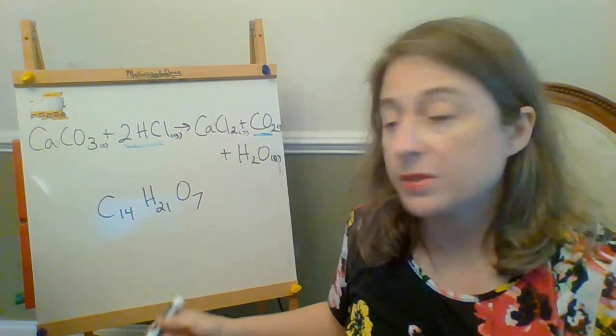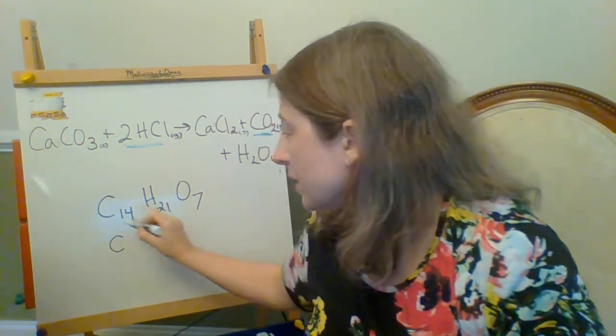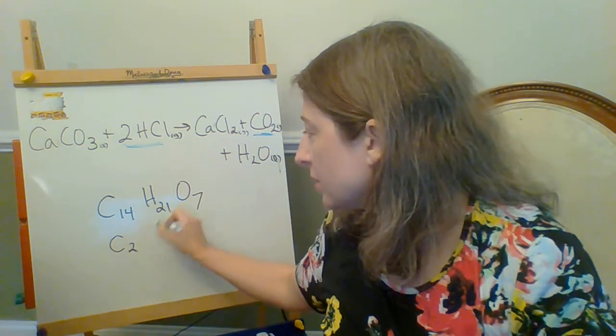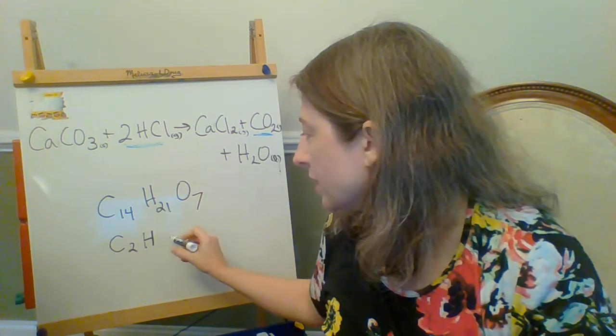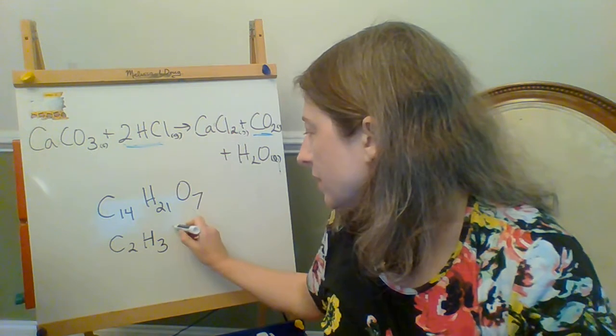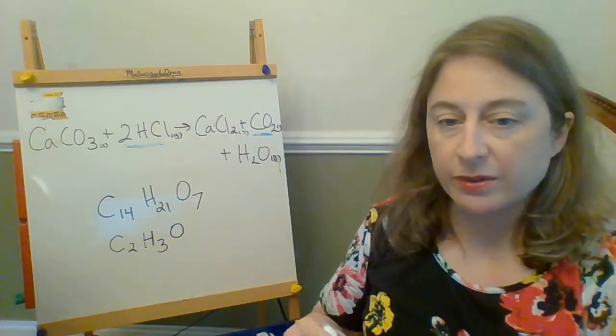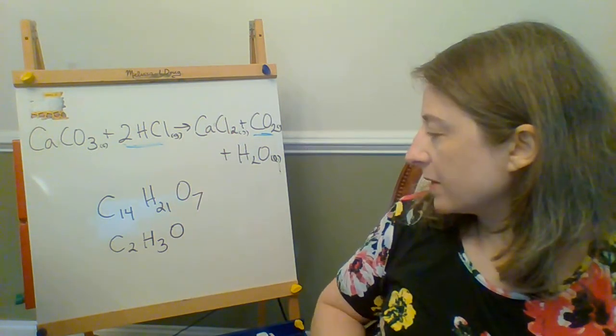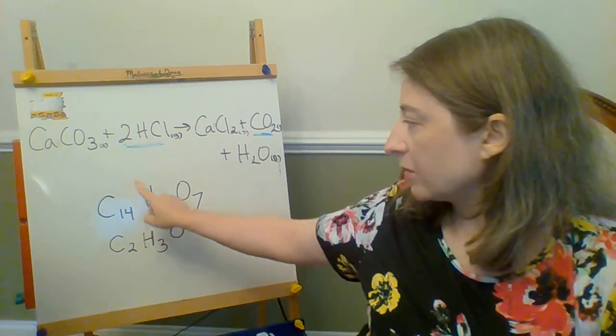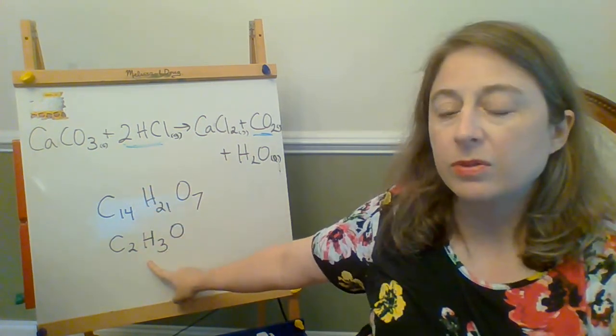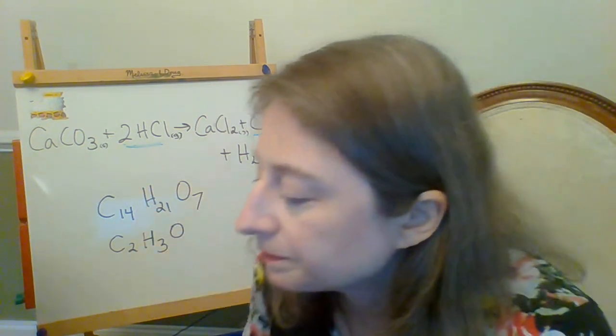So I'm just going to reduce this to get it. So 14 divided by 7 is 2, 21 divided by 7 is 3, and 7 divided by 7 is 1. So I don't have to put a subscript there. So the molecular formula is here. The empirical formula is C2H3O.